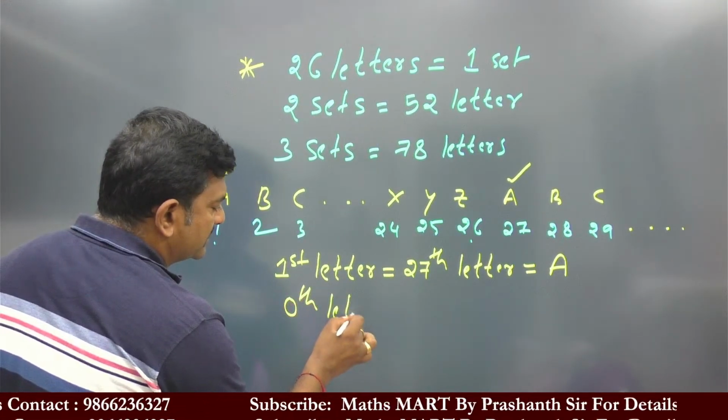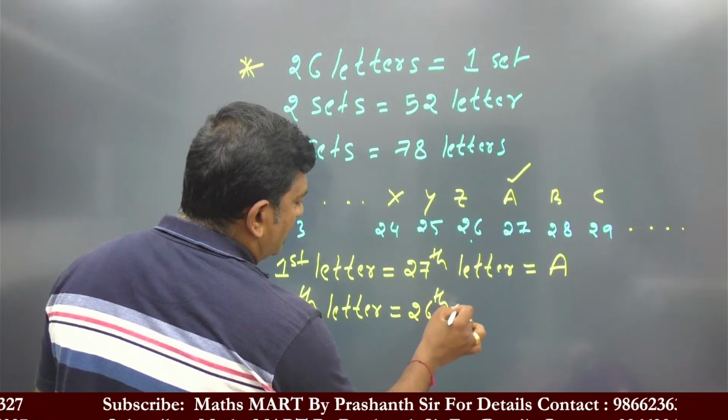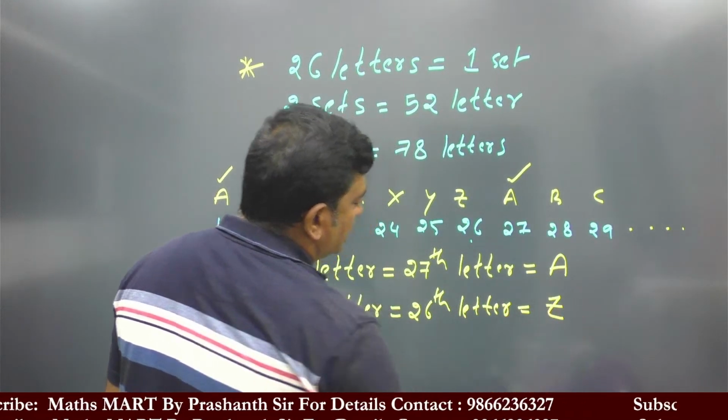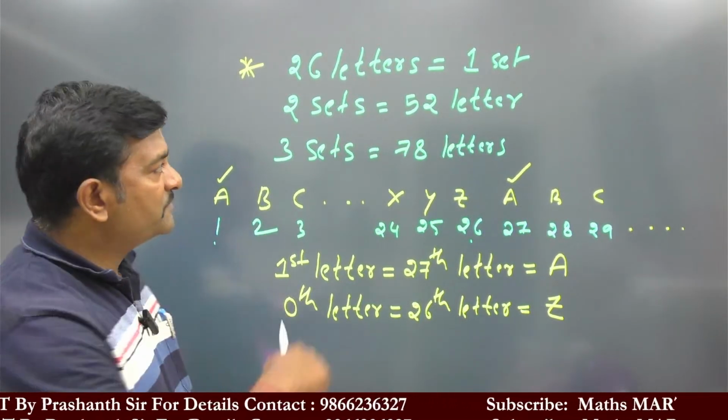Similarly, while doing the sums of the questions, you need a 0th letter. You will come to know what the 0th letter is. So here the 0th letter and 26th letter both are same. That is equal to what we can take? Z.